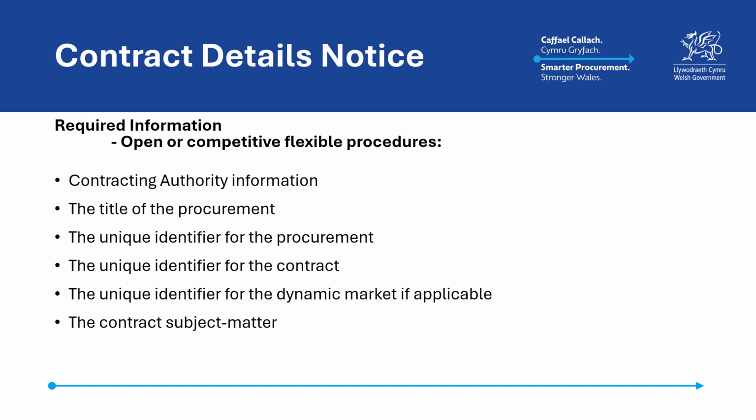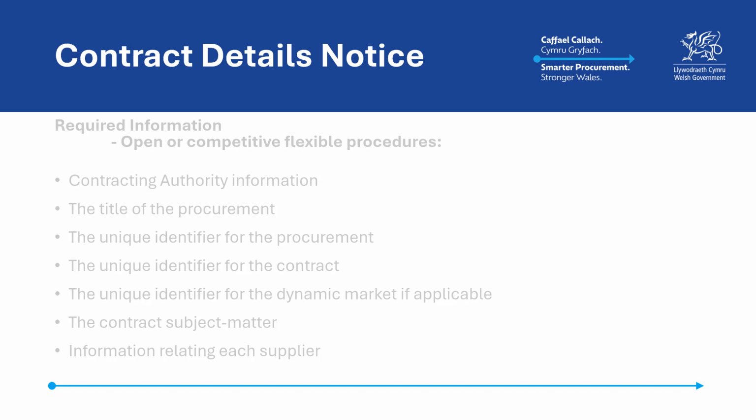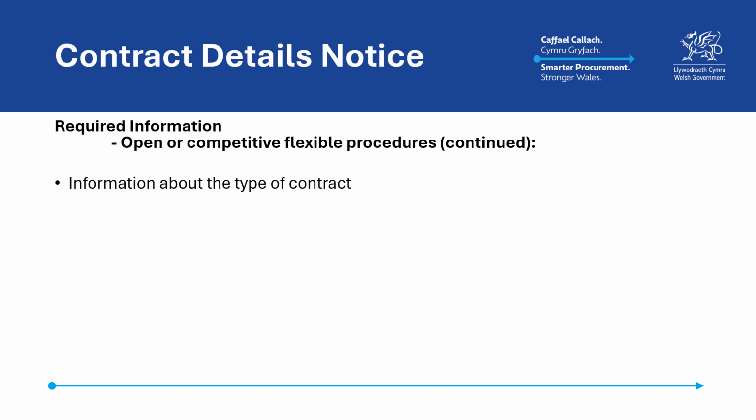Information relating to the subject matter of the contract. Information relating to each supplier which is party to the contract. Information about the type of contract, such as whether the public contract was awarded following an open procedure or a competitive flexible procedure, and whether the contract was reserved to supported employment providers or public service mutuals.